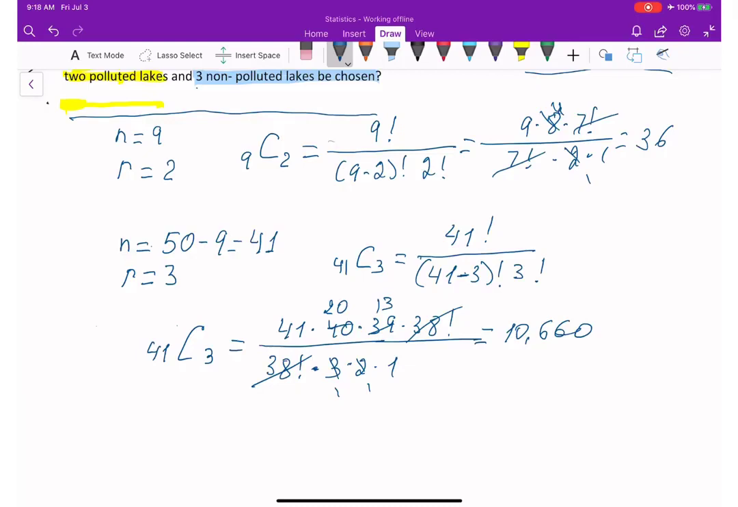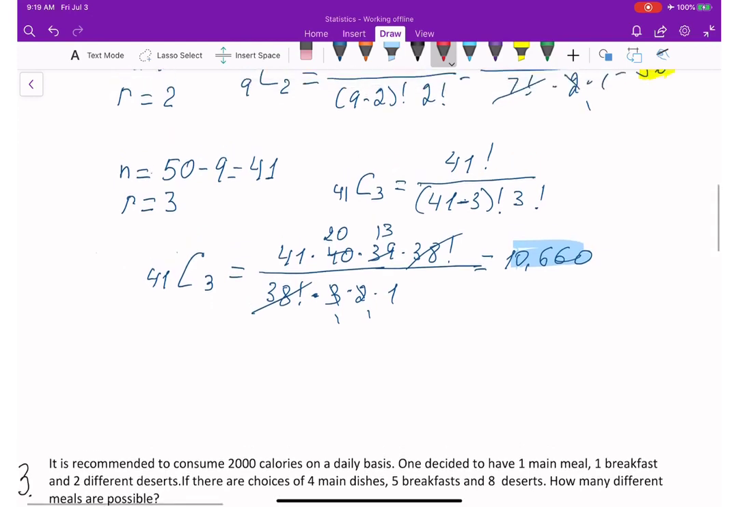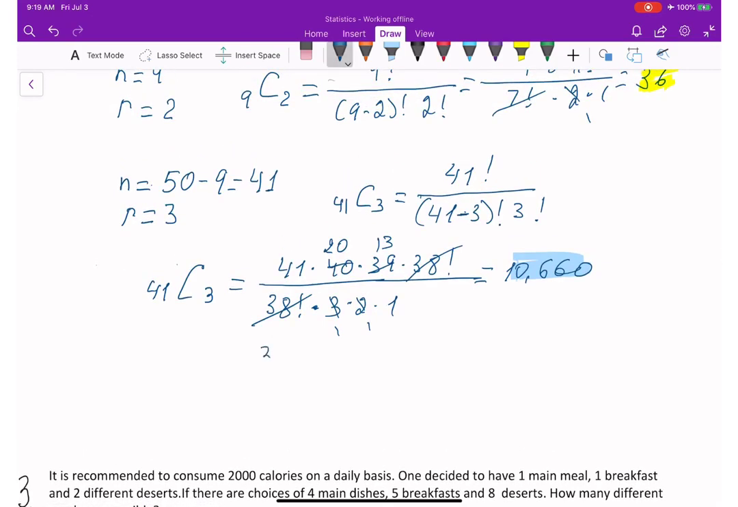All right, so we got the combination for polluted lakes, and we got the combination for non-polluted lakes. So now to figure out the total, because it says here total, and remember when we have and, we multiply by each other. So what I'm going to do, take 36 multiply by 10,660, and the answer is going to be 383,760, and this is going to be our answer.